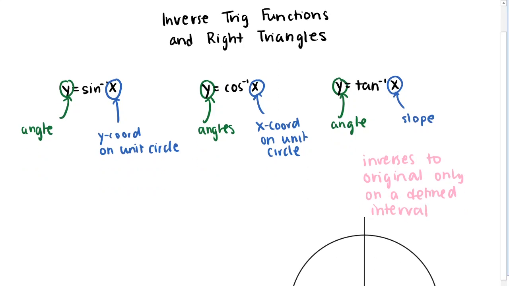So here, this inverse sine function, we said it was only the inverse of the sine function on the interval negative pi over 2 to pi over 2. This inverse cosine function is only the inverse of the cosine function on the interval 0 to pi. And then lastly, this inverse tangent function is really only the inverse to the tangent function on the interval from negative pi over 2 to pi over 2, not including these boundary values.